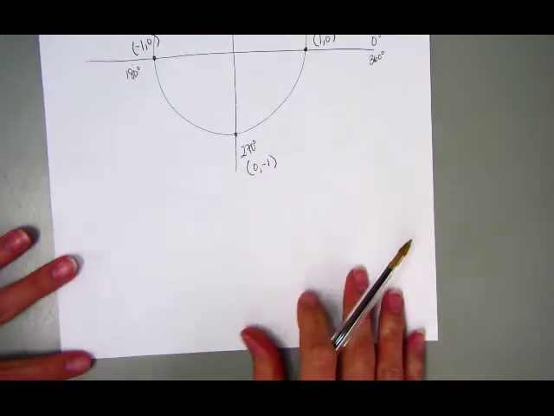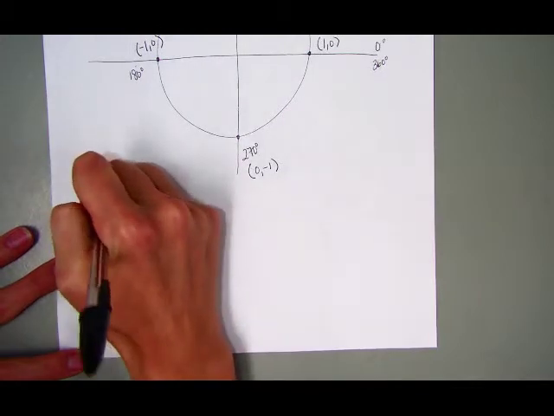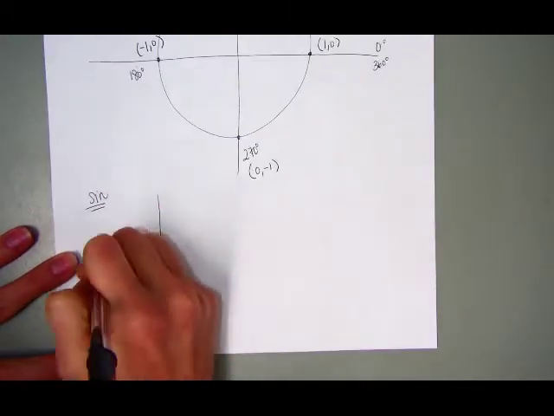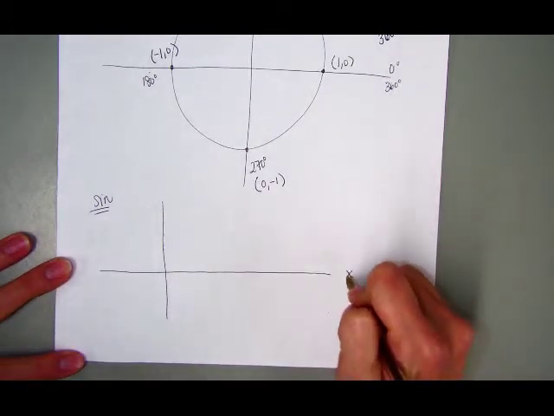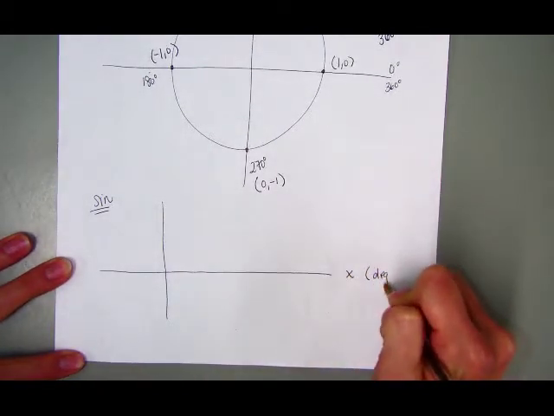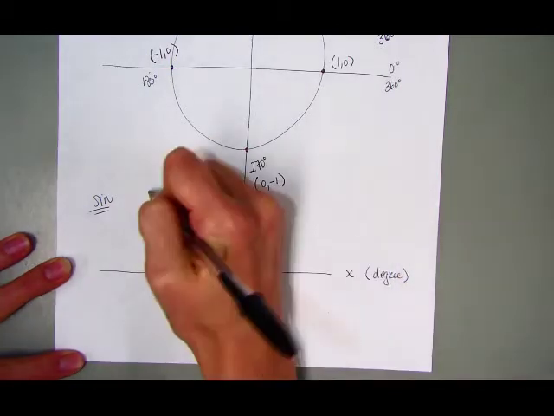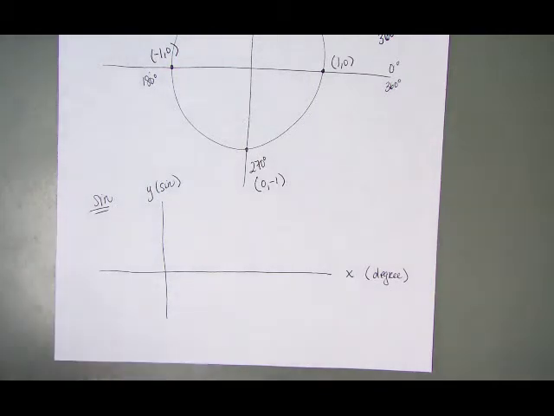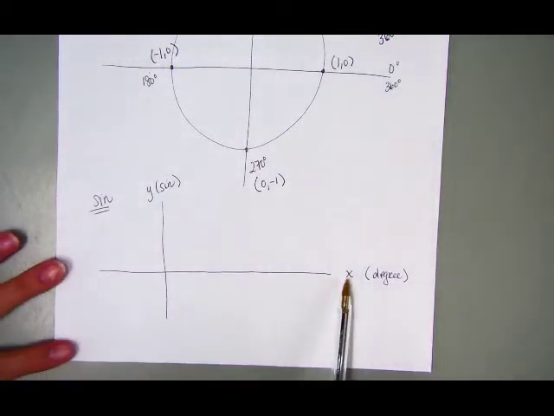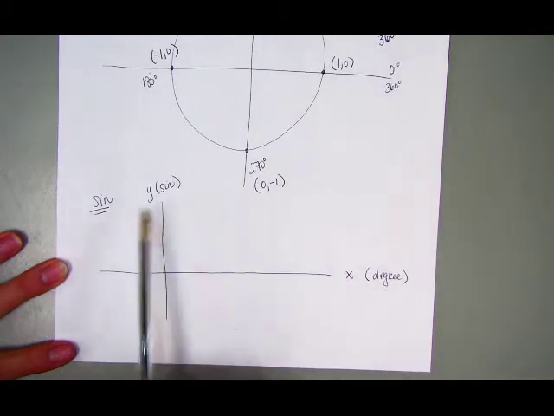So I'm going to make a new sine graph, and in my new sine graph, my x-axis is going to be my degrees, and my y-axis is going to be my sine value. Alright, so we're changing this up a little bit. We're changing what our axes mean so that we can create a graph for sine that is a function. So my x is now representing my degrees, my y is representing my sine value.